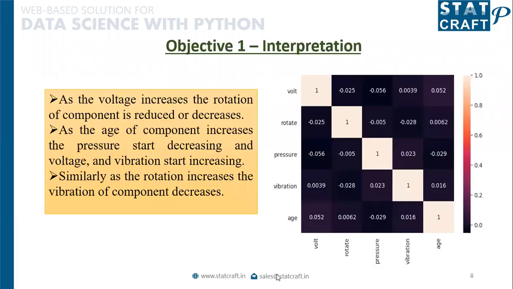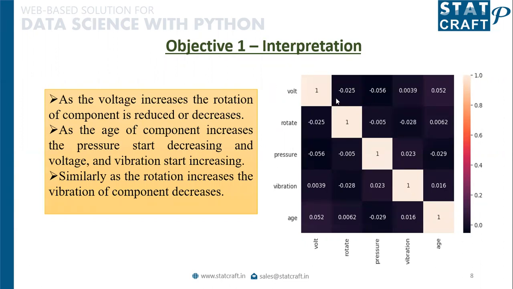This is the output of the heat map. And to the right side, you can see all the variables and the respective correlation coefficients. What is the inference that you can draw from this? There are 3 major inferences that we can draw. First, as the voltage increases, the rotation of the component decreases. Why do we see this?